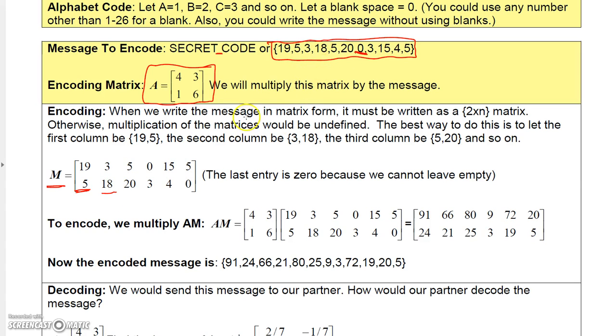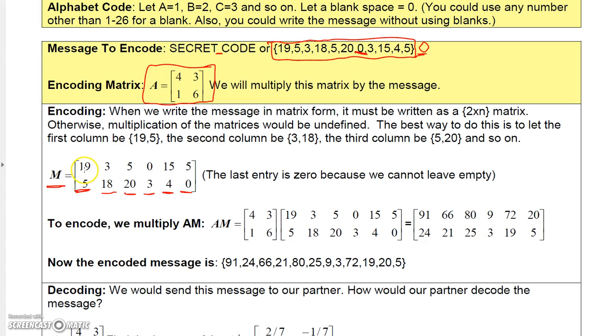Then 5 and 20 would be the next column, 0 and 3 would then be the next column, 15 and 4 would be the next column, and then notice I don't have a number to finish this out with. I just have the 5 left. So let's pretend there's another space beside that 5, and we'll put a 0 there, so I can write 5 and 0 as the last column. Okay, so that's my message matrix.